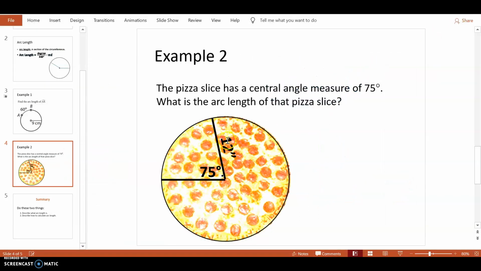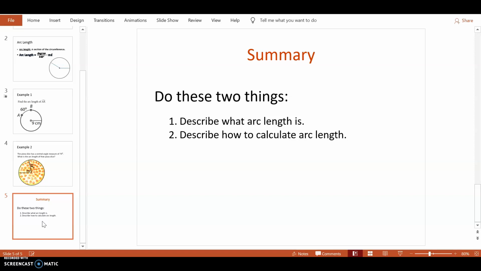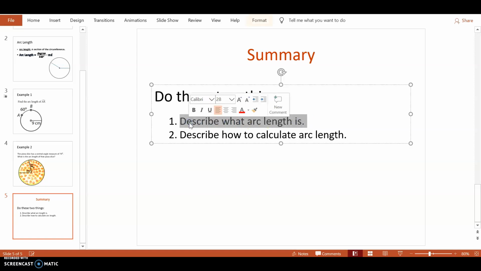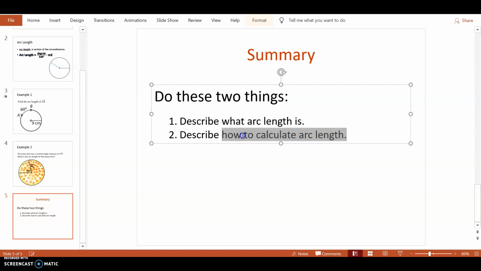Okay, so the last part that I want you guys to do to finish up your notes is to write a summary. And just give me a good solid paragraph with complete sentences. I want you to describe what arc length is. So define it in your own words. What is arc length? And then after you do that, in the same summary, in the same paragraph, describe how to calculate the arc length.